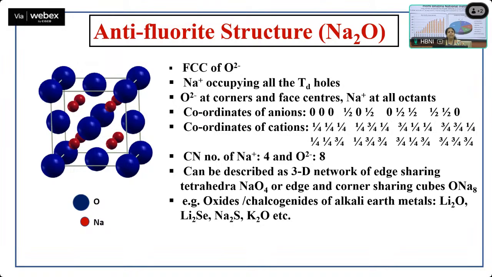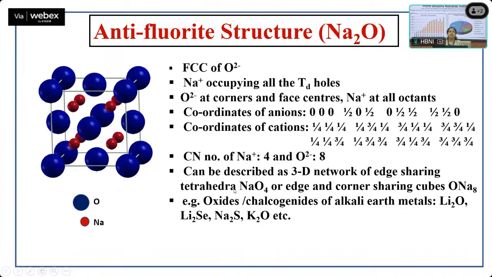So you have 8 tetrahedral holes, but your stoichiometry is also 2 is to 1. So all the 8 tetrahedral holes are occupied by sodium ions. Oxide ion at the corner and face center, Na plus in all the octants. Coordinates of anion and cation, now you can do. If you have any problem in this, feel free to email me and I shall be able to explain it to you.